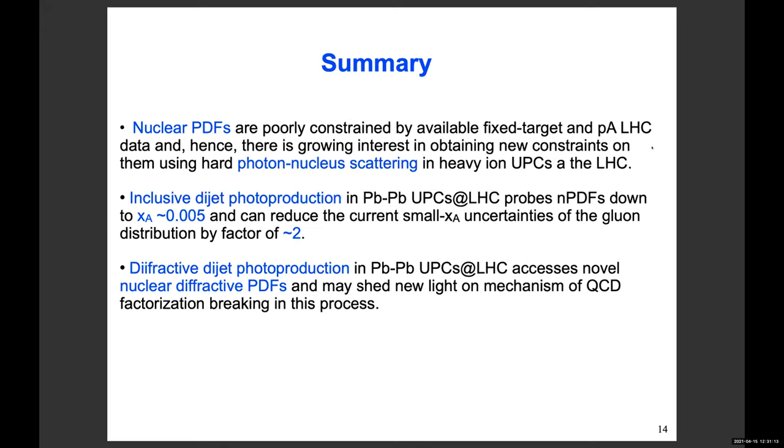So let me summarize. Nuclear PDFs are poorly constrained by available fixed target and proton-nucleus LHC data. Therefore, there is a growing interest in obtaining new constraints on them using photon-nucleus scattering in heavy ion ultraperipheral collisions at the LHC. Inclusive dijet photoproduction probes nuclear PDFs down to 5×10⁻³, and I showed that it can reduce the current small-x uncertainties in the gluon distribution by a factor of 2. Diffractive dijet photoproduction, on the other hand, accesses novel nuclear diffractive PDFs and may shed some new light on the mechanism of QCD factorization in this process. Thank you.